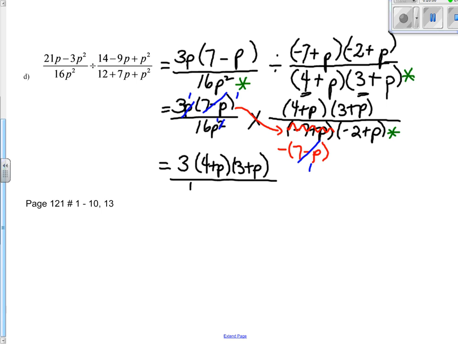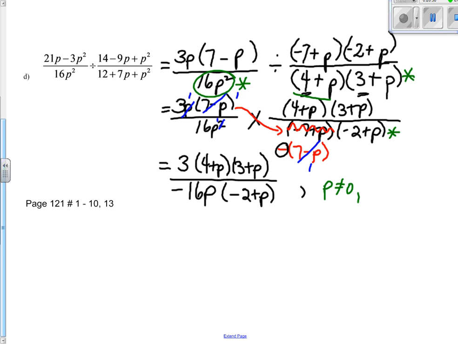On the bottom, I'm left with 16p. Oh, that negative sign, don't forget him, so I'm just going to put him at the front. And in brackets, minus 2 plus p. If I missed anything, it should be obvious now, and I don't see any common factors from top to bottom. So there is our simplified answer, although it may not look simplified to you. I need my restrictions. So from the first denominator, I know that p cannot be 0.